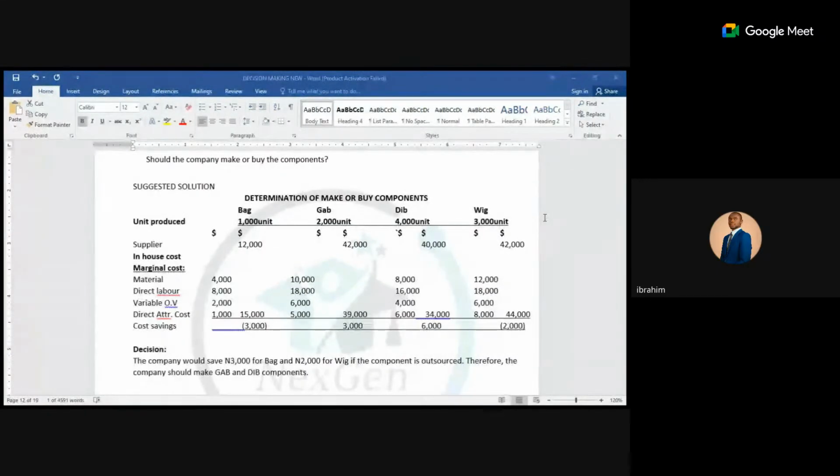So you check for suppliers' quotes. How much is a supplier willing to supply us these components? This is the cost. Thereafter, you compare the supplier quote with the in-house cost. Therefore, you will use it to make the decision, either should we make it or should we buy it? So we are done with short-term decision making.